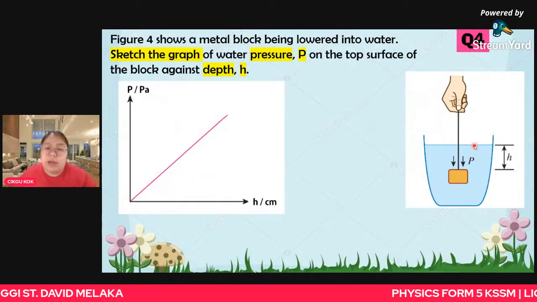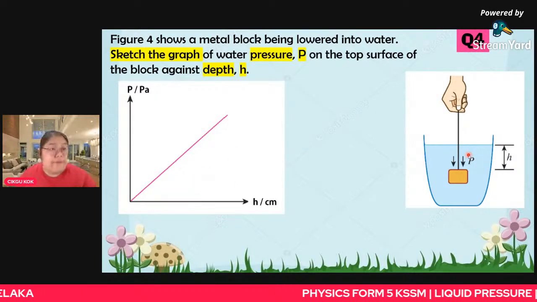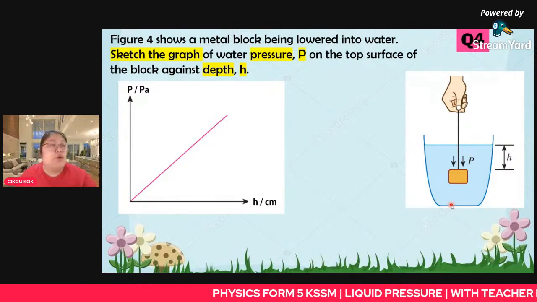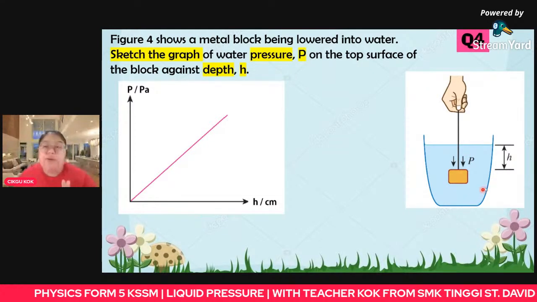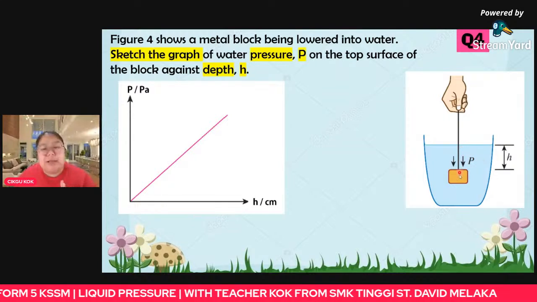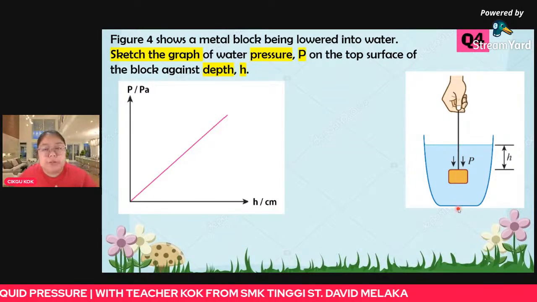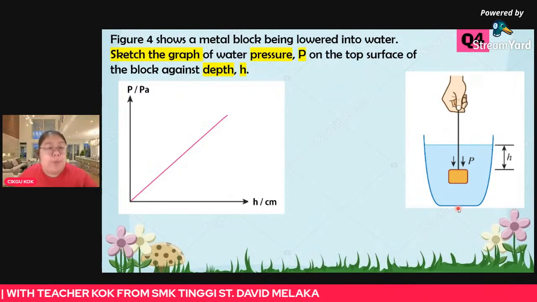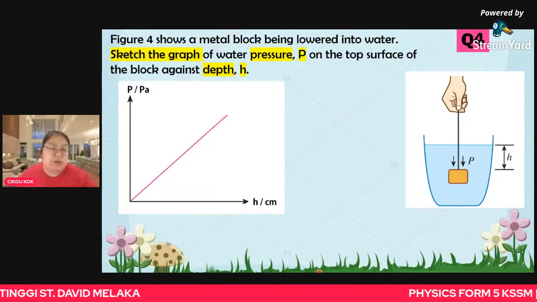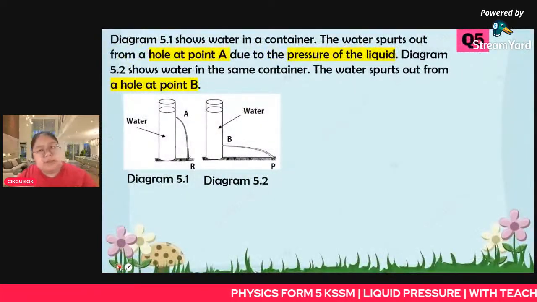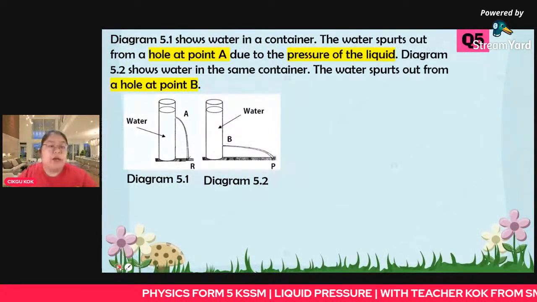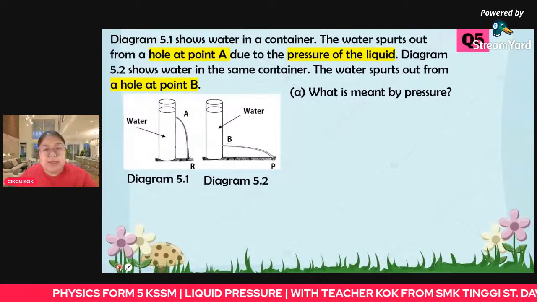The depth can only go until a certain level, until the bottom, so no more after that. So the pressure is fixed. Starting from the surface until before you touch the bottom, it is still directly proportional. Pressure keeps increasing with the h. Okay, so that part is finished. This part should be another link.